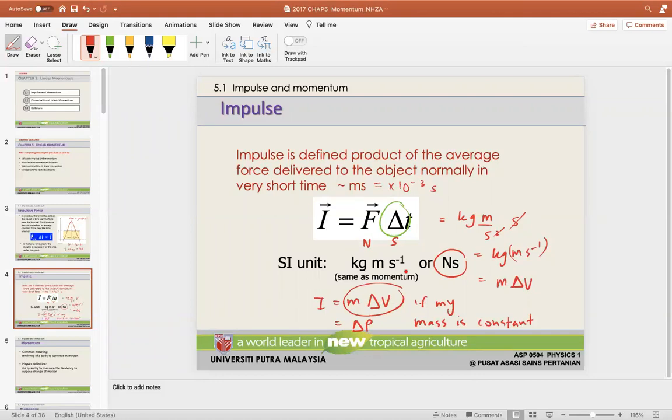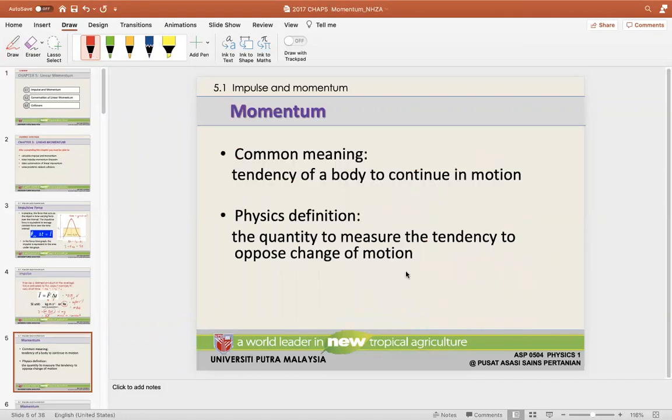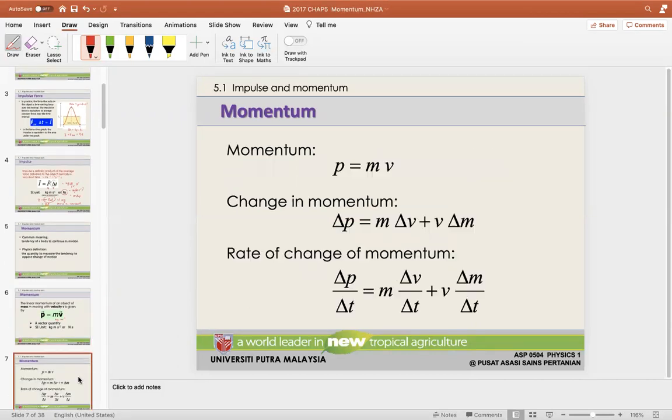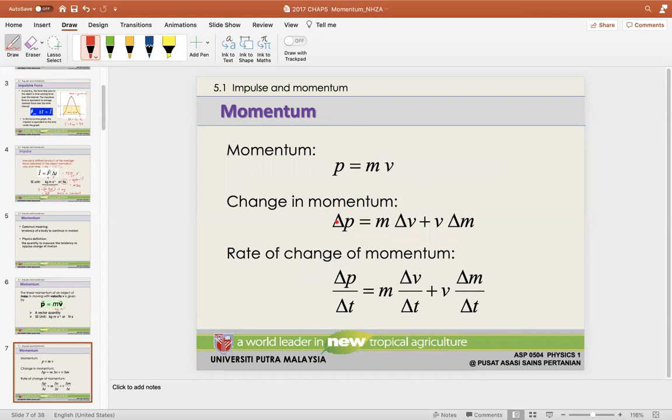Okay, so to simplify this, momentum is P equals mv. We have seen this before. M is kilogram. This guy is meter per second, or Newton second. You can also use that. And then the change in momentum is given by this guy. We have seen this equation before. And most of the time, our mass is constant, so this becomes a zero. We are left with delta P equals mass times delta V.